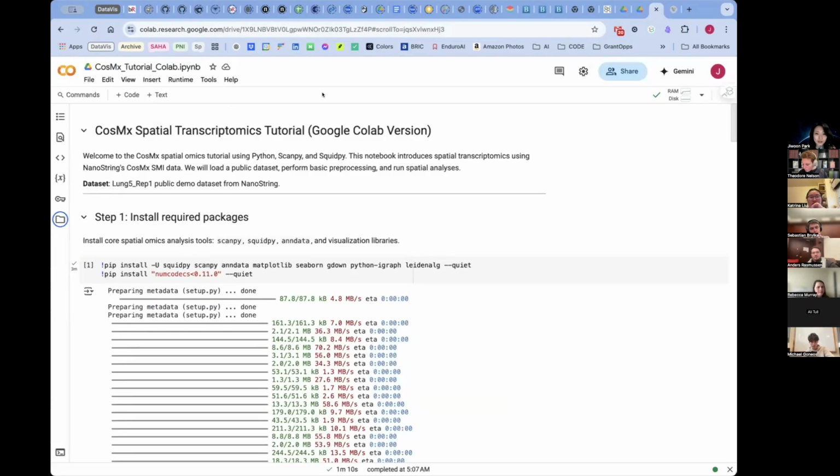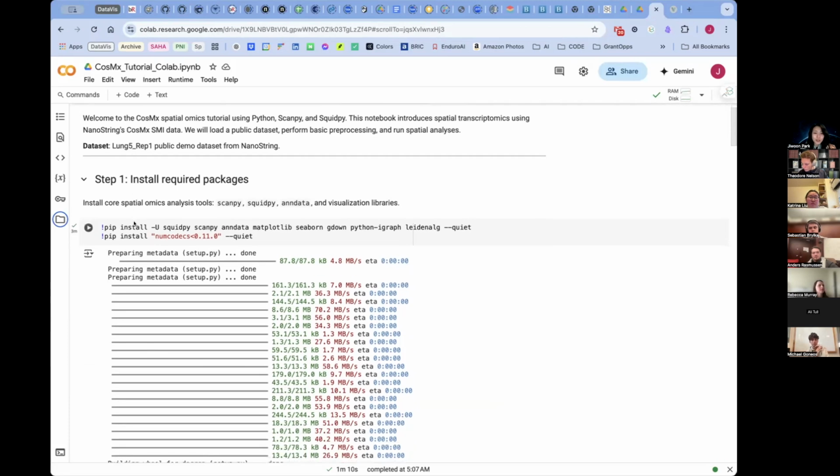I can share this Colab notebook after the lecture, just to go through how you would start processing or generating data files and how to process them, if you were given spatial omics data sets.